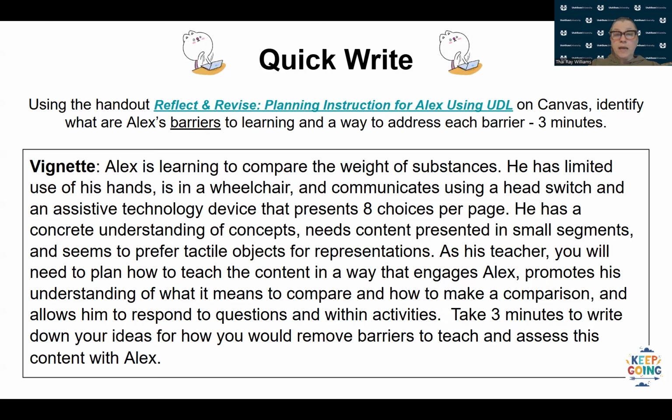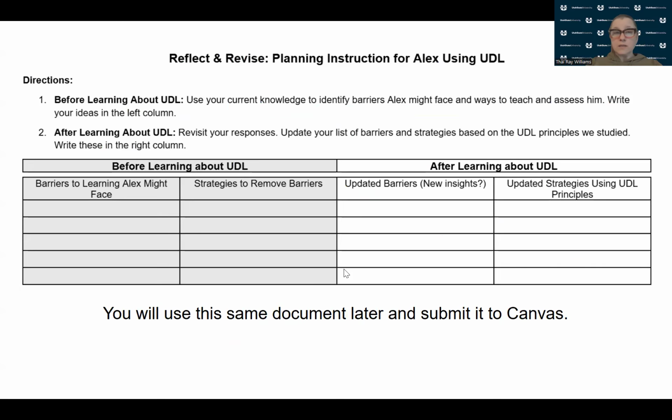As his teacher, you will need to plan how to teach the content in a way that engages Alex, promotes his understanding of what it means to compare and how to make a comparison, and allows him to respond to questions and within activities. So he's responding to questions and within any activities you plan. So take 3 minutes to write down your ideas for how you would remove barriers to teach and assess this content with Alex. First I want you to identify the barrier, and then address a way to remove each barrier. And this is the form that is on Canvas.